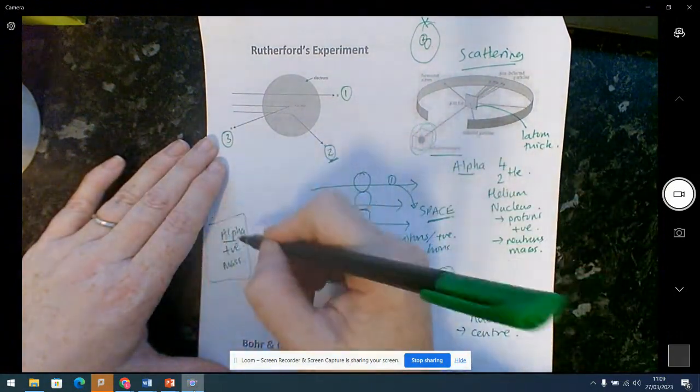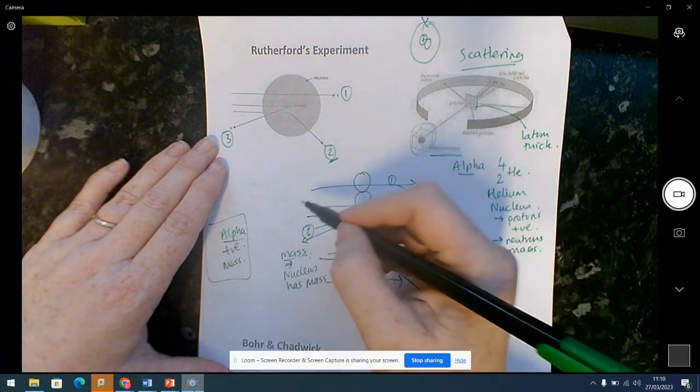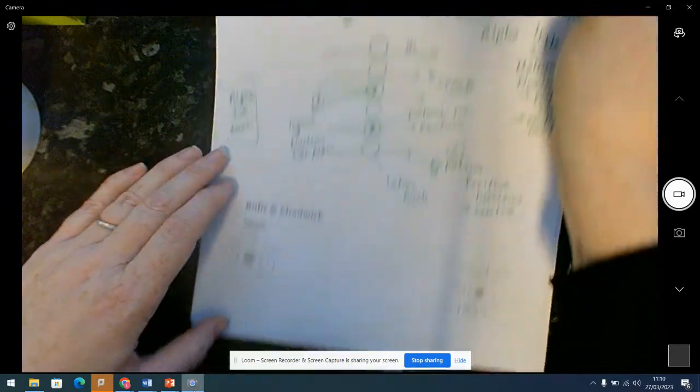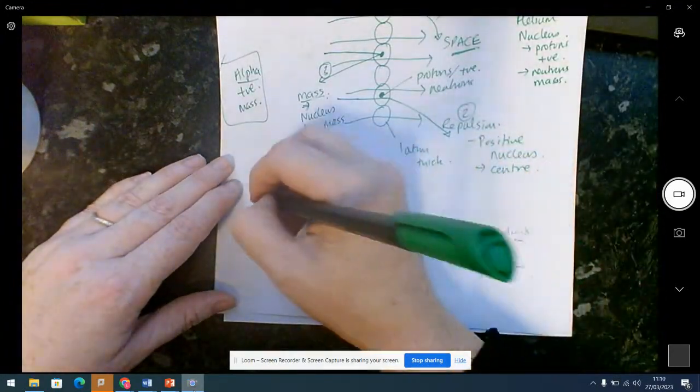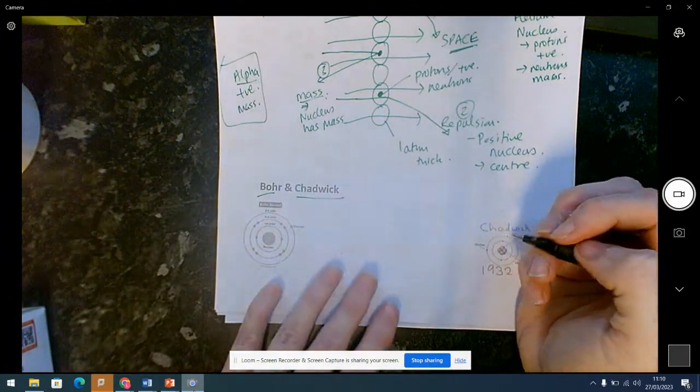The key is remembering that alpha is positive and has mass, which is why we get the deflection and why we also get the reflection kicking off there for number 3. And then the final thing you need to know about the atom is the work of Bohr and Chadwick, and you only need to know what they did.